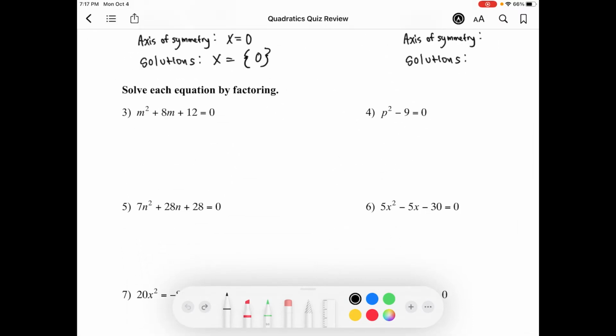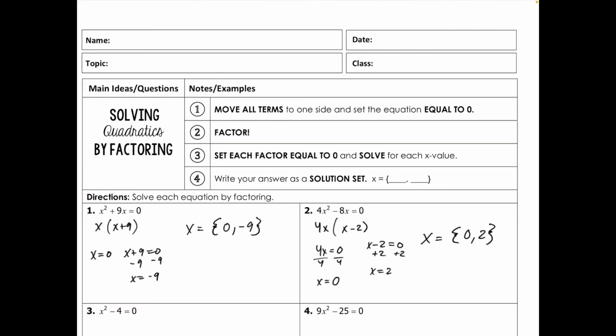Okay, so for this next section, we're going to be solving by factoring. So from number 3 to 12, we're going to be factoring. I'm going to show you a few examples of each. I'm not going to do them all, so you guys can try some of them on your own. So for number 3, we have m squared plus 8m plus 12. So that's standard form.